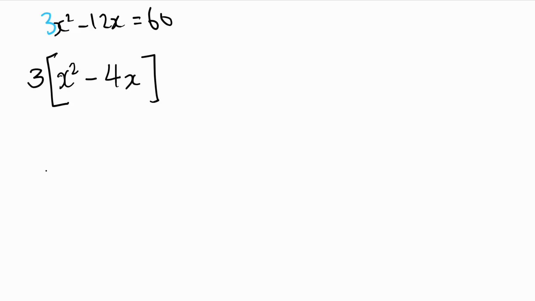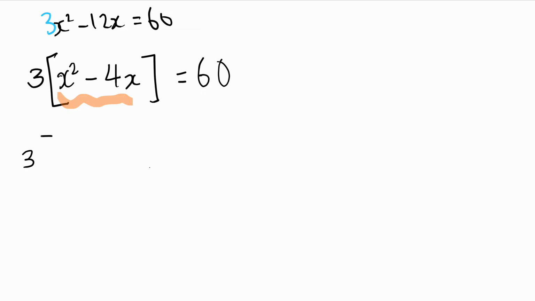If the number in front was, say, 6, then we would have 6x squared minus, we're going to divide 12 by 6, giving us 2x, right? Pretty easy concept. You're basically just expanding, you're factorizing. And that's going to equal 60. Now we can use the complete the square method to simplify out this section of the equation.